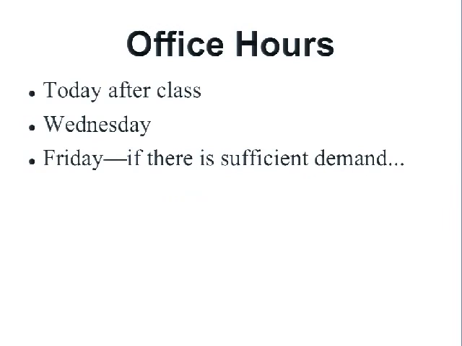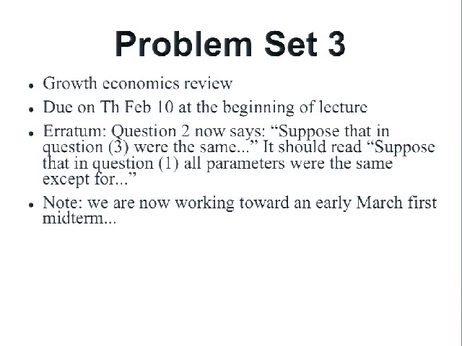We'll see. Problem set 3, the Growth Economics Review is due on Thursday, February 10th at the beginning of lecture, right smack here. And there's an error in the problem set. When I relabeled question 3 to question 1 and question 4 to question 2, I forgot to change the references in question 2, what's now question 2, so they refer to question 1 rather than question 3. So for question 2, you're supposed to be assuming that all the parameters are the same as in question 1, except for those that I change. But if you want to assume that all the parameters in question 3 are the same and do the problem that way, I really can't object. And we are working toward an early March 1st midterm, either March 8th or March 10th, depending on how things go. And with that, but for problem set 3, I want you to nail this stuff before we drop it and move on.